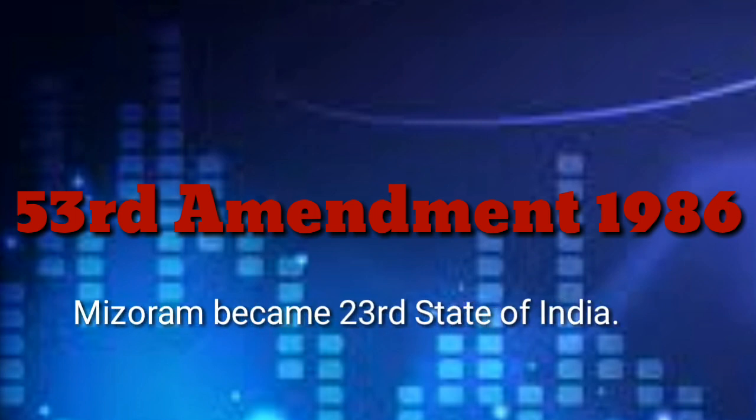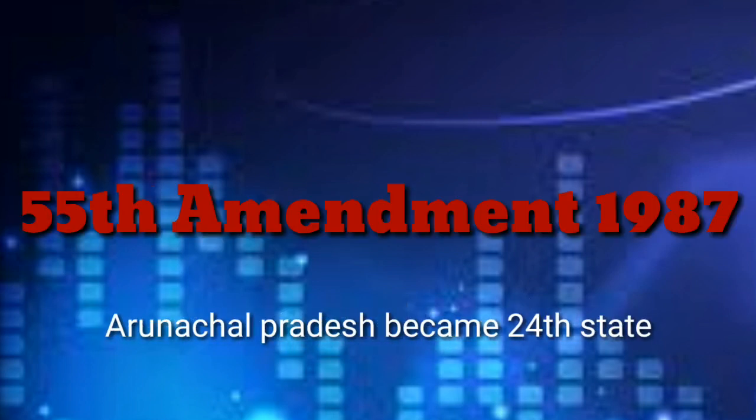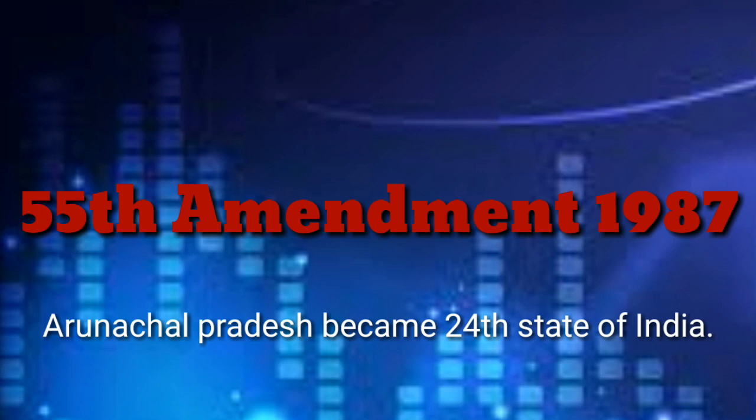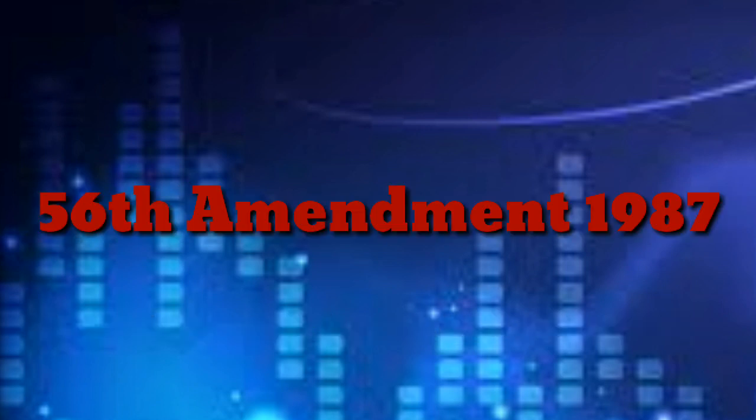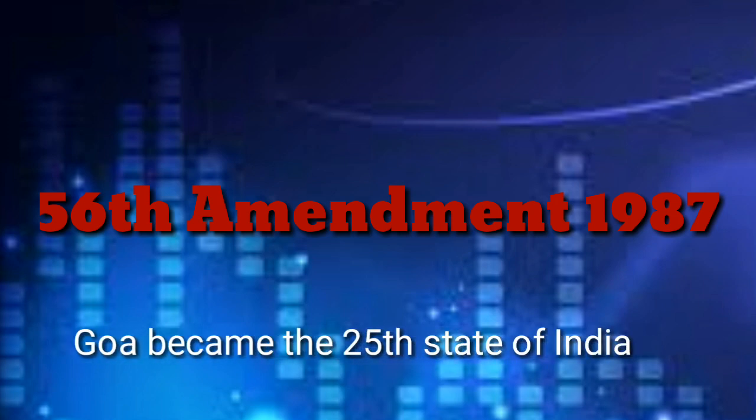53rd Amendment Act 1986. So the state Mizoram became the 23rd state of India by 53rd Amendment 1986. And the state Arunachal Pradesh became 24th state of India by 55th Amendment 1987. So 24th state of India is Arunachal Pradesh and 23rd is Mizoram. And now Goa. Goa became 25th state of India as per 56th Amendment 1987. So this 53rd and 55th and 56th deal with formation of states.